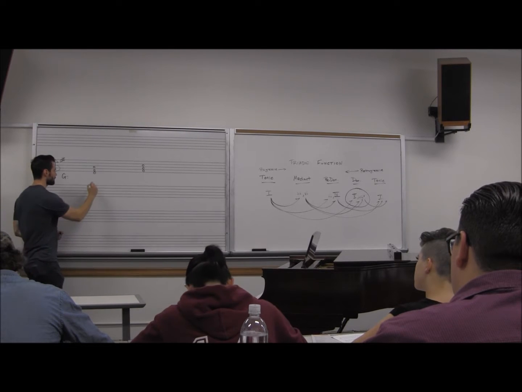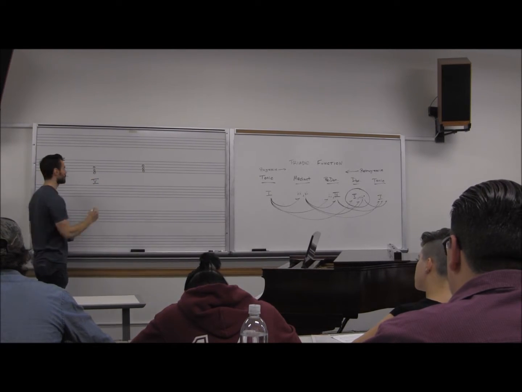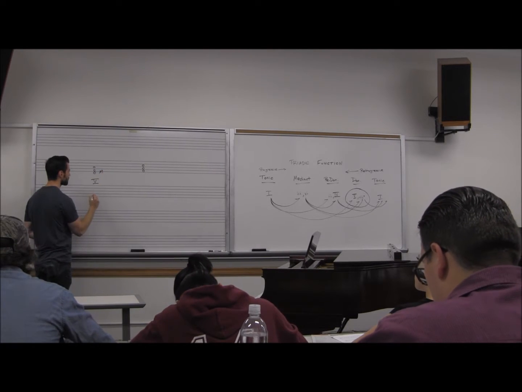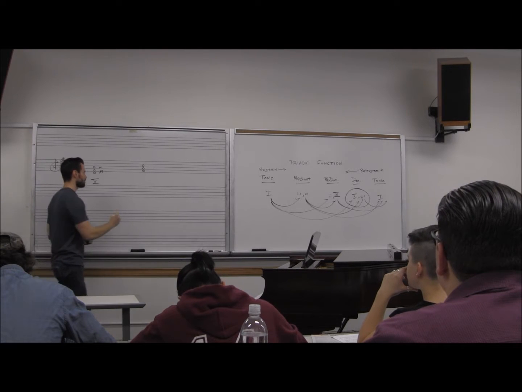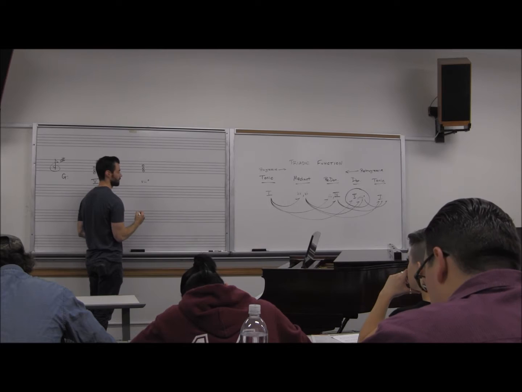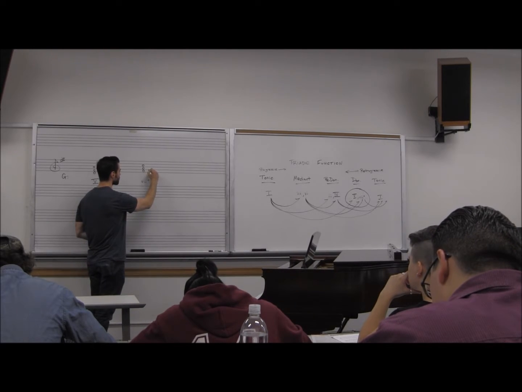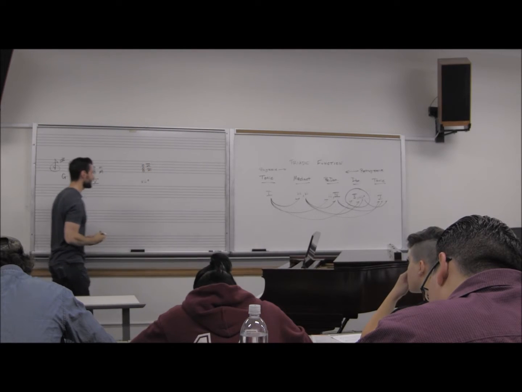The shape of the 5 triad is that of a major triad. We have a major third from D to F sharp, a minor third from F sharp to A. The shape of the 7 triad is that of a diminished triad, a minor third from F sharp to A, and a minor third from A to C.